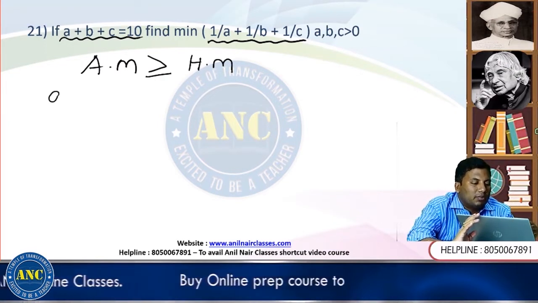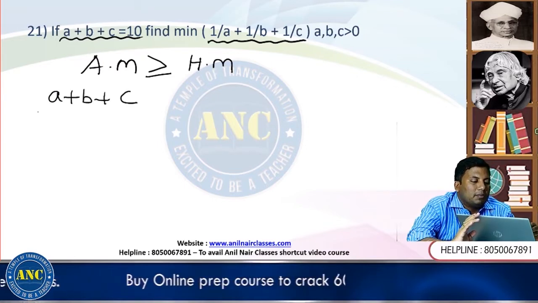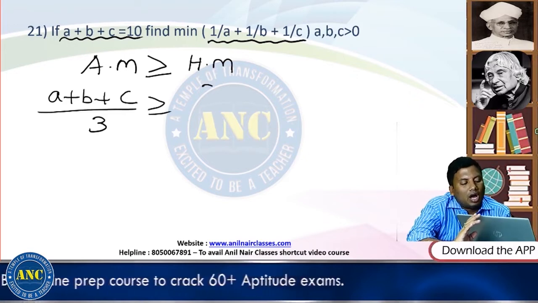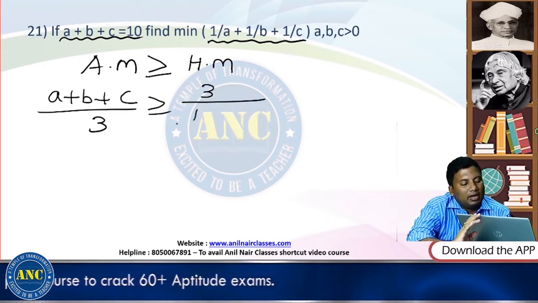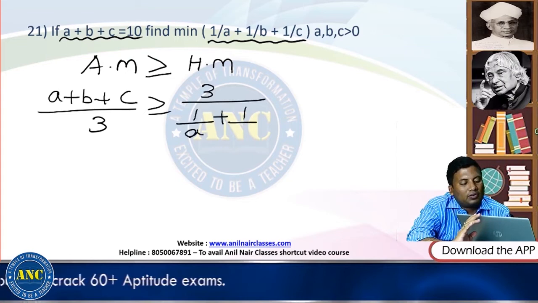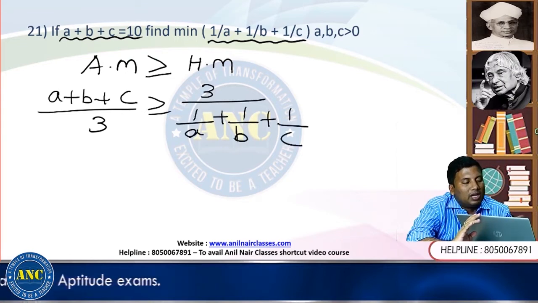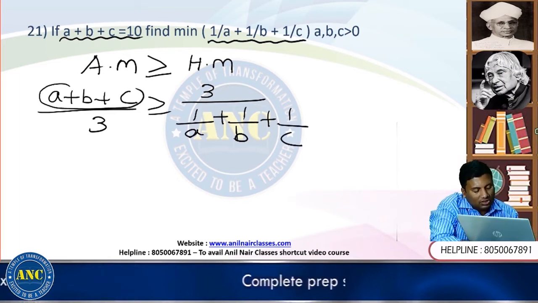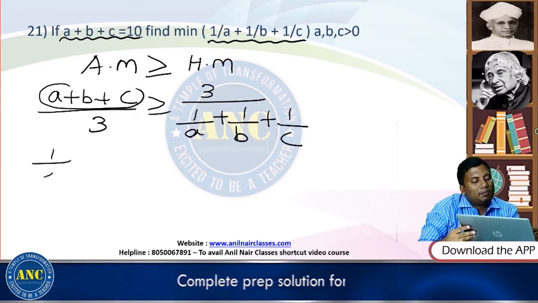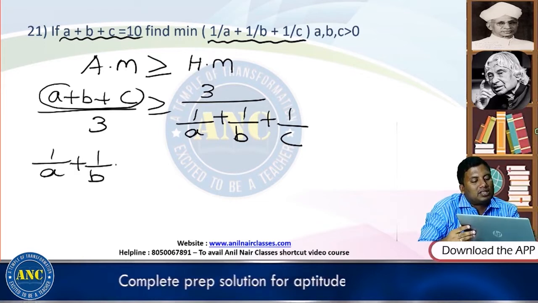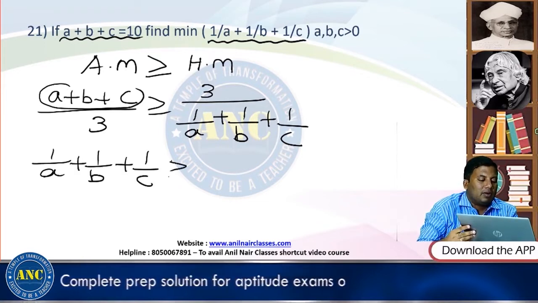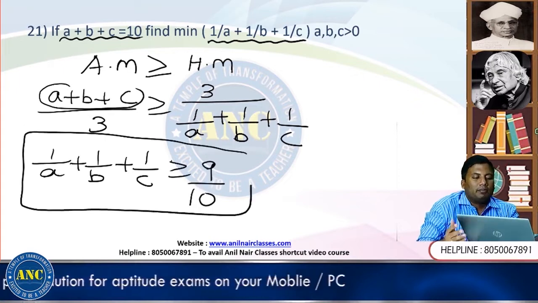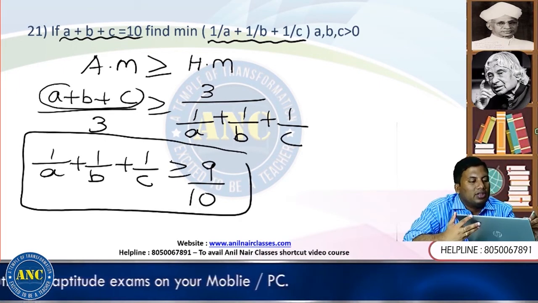AM is nothing but sum of the quantities by number of the quantities, greater than or equivalent to harmonic mean, n by 1 by a1 plus 1 by a2 plus 1 by a3. a plus b plus c is 10. So this will become 1 by a plus 1 by b plus 1 by c, greater than or equivalent to 9 by 10. I hope it is clear. This is method 1.